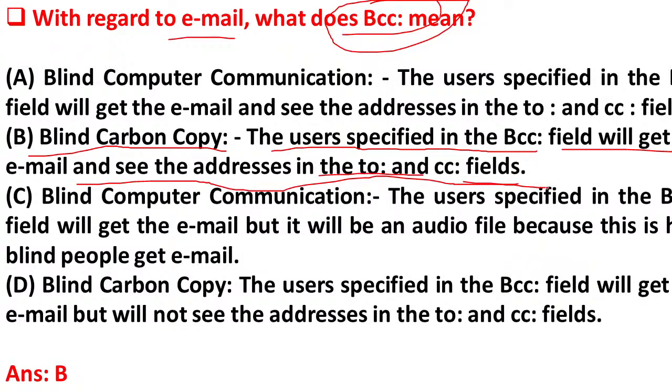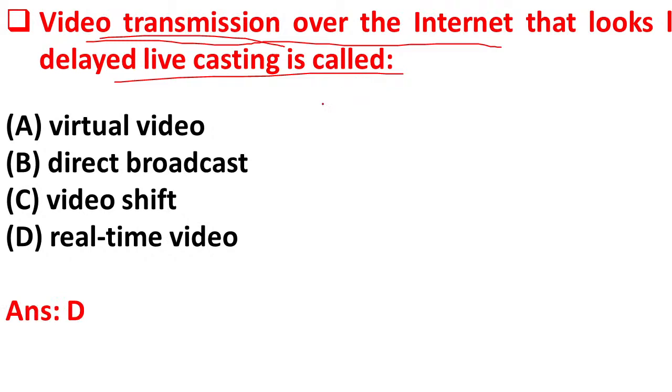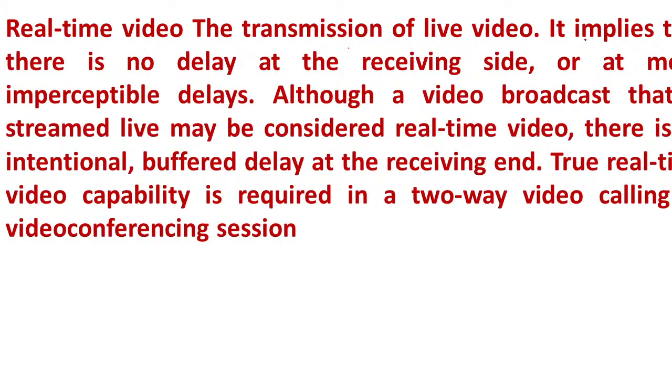So the next question is, video transmission over the internet that looks like delayed live casting is called option A virtual video, option B direct broadcast, option C video shift, option D real time video. So video transmission over the internet is known as real time video. Option D is correct. In real time video, the transmission of live video implies that there is no delay at the receiving side, or at most imperceptible delays.